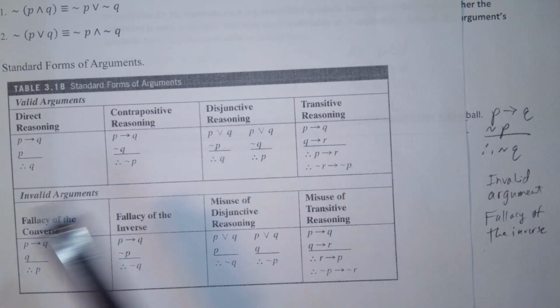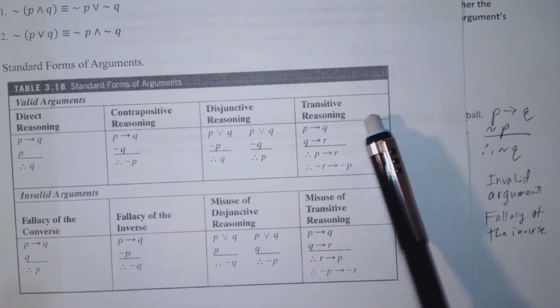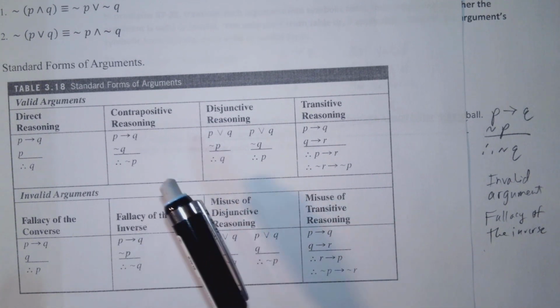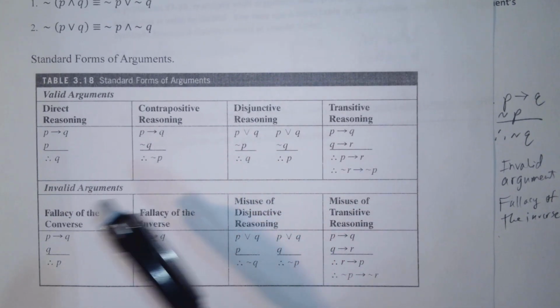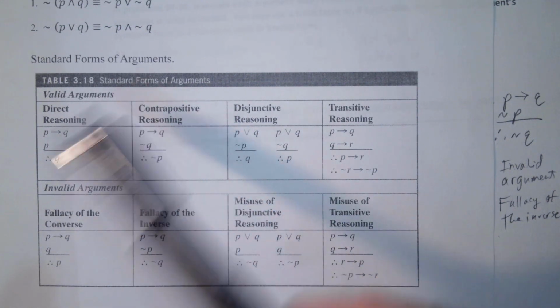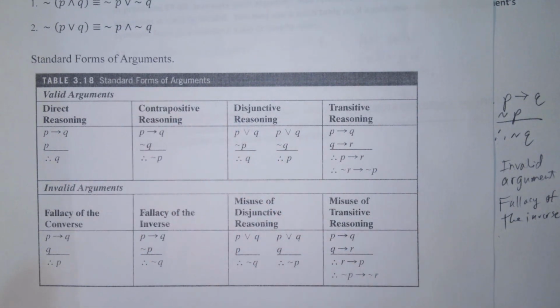So we could have any of these false arguments. Well, these are all valid and these are invalid. But if you find these, and you'll have at least one like this on the test, you just have to identify which one you have and whether or not it's a valid or invalid argument.